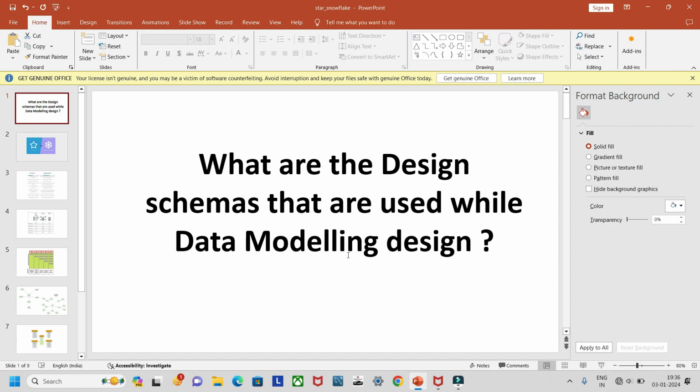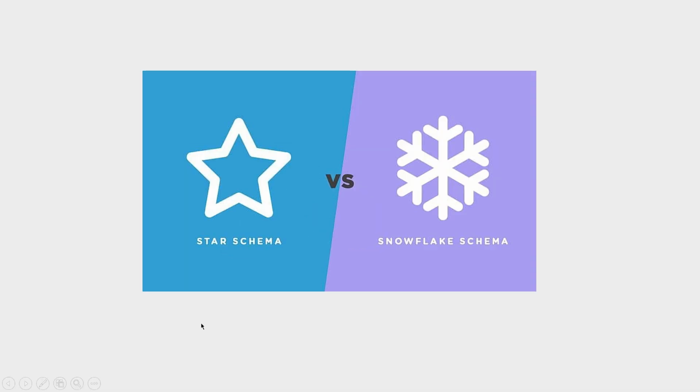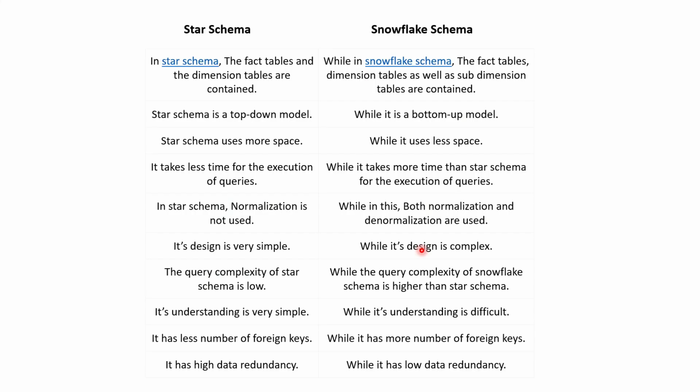Today we are going to look into the design schemas that are used in data modeling design. Basically there are two designs: Star schema and Snowflake schema. So let me take a laser pointer and have a look. Star schema, as you can see, is kind of a diagram itself, Star and Snowflake. Let's understand the difference between Star schema and Snowflake schema.